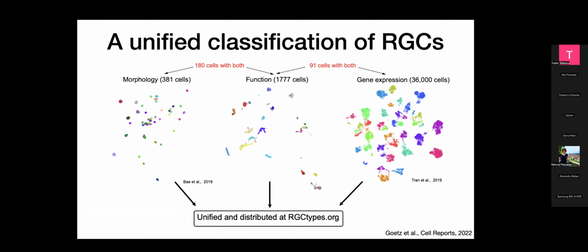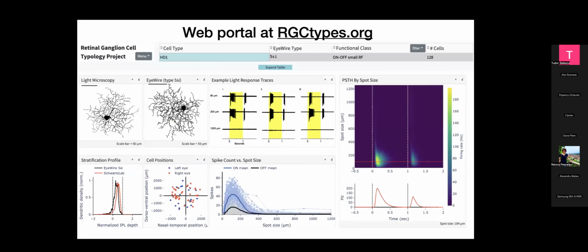And then the most important thing, in my opinion, about this was that 2 years before this was published, we, during the pandemic, made a website to distribute all of it ahead of time, and that's called rgctypes.org. So here's a screenshot from that.